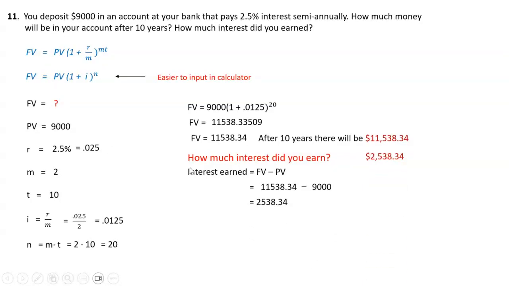So the interest earned is $2,538.34. That's the answer for the second part.